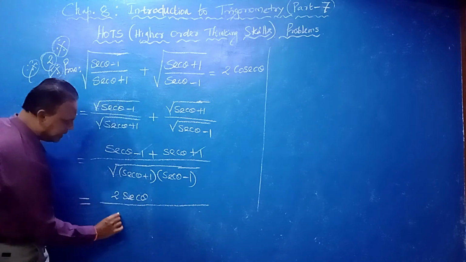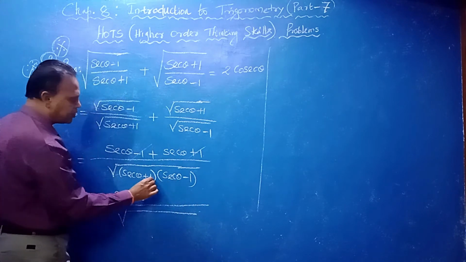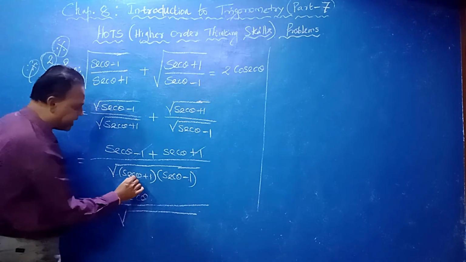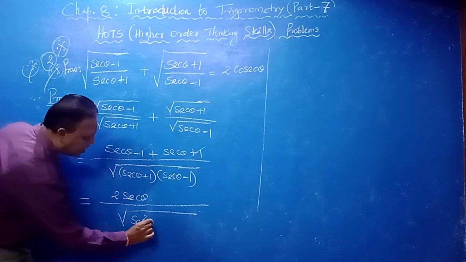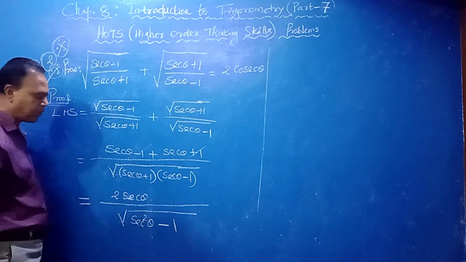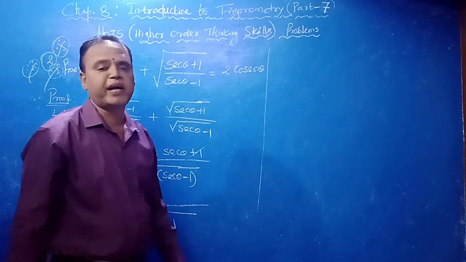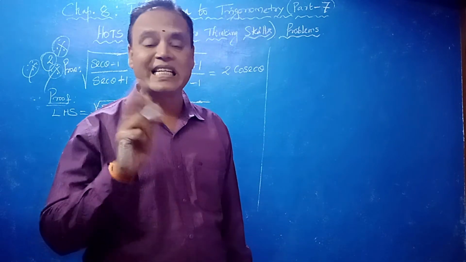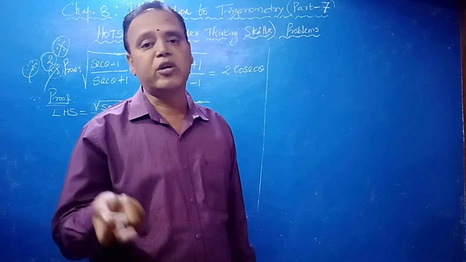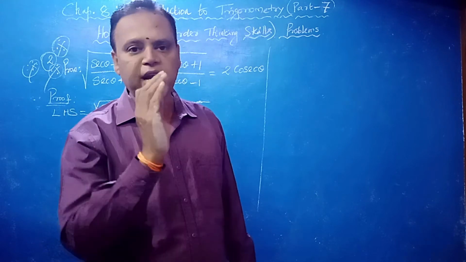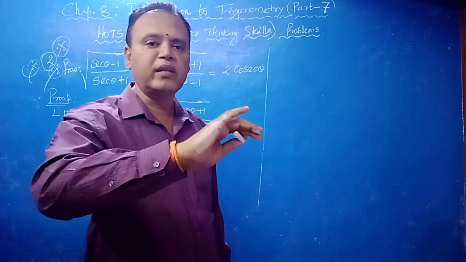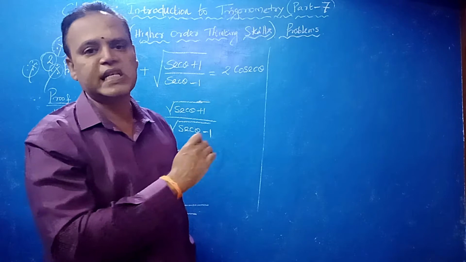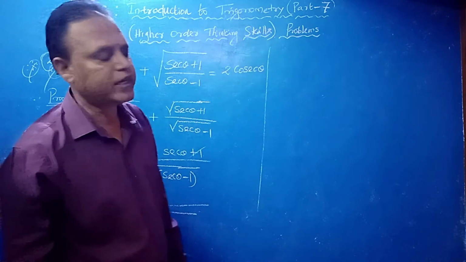Divided by, this is nothing but (a plus b) into (a minus b), so it is a squared minus b squared. A squared is secant square theta, minus 1 squared is 1. Now you should know secant square theta minus 1 is tan square theta, because we know that secant square theta minus tan square theta equals 1. If you want tan square theta, bring it to the right hand side and bring the 1 to the left hand side, so secant square theta minus 1 equals tan square theta.